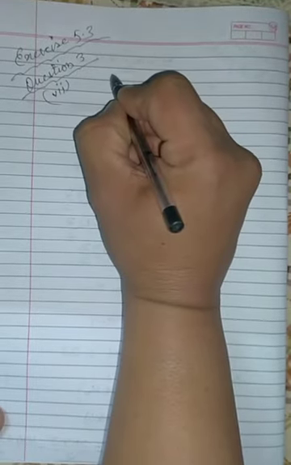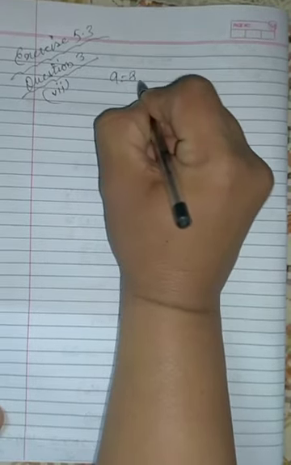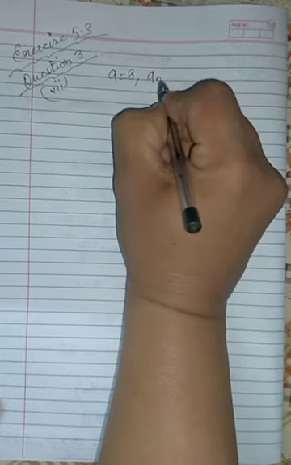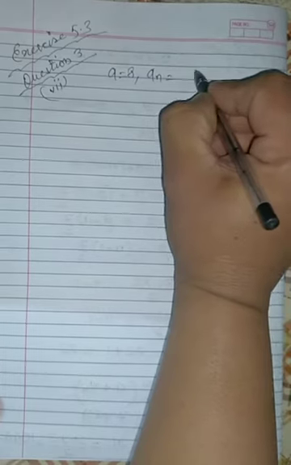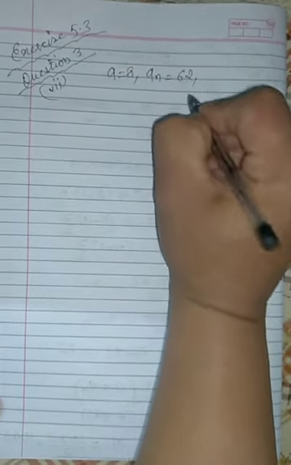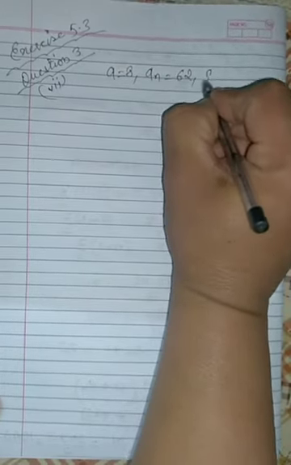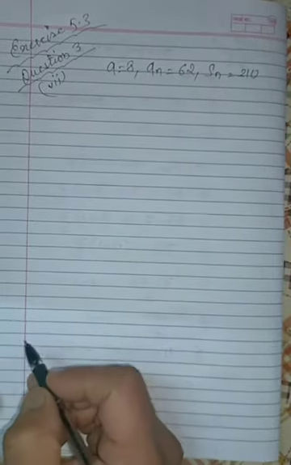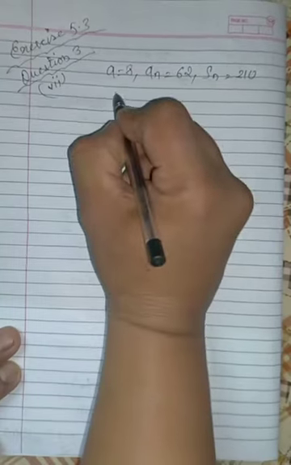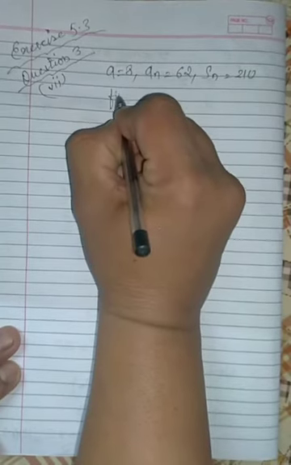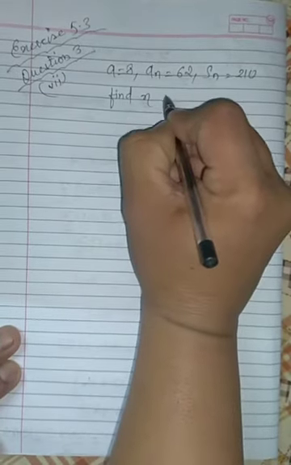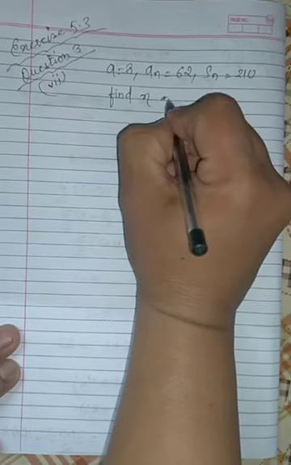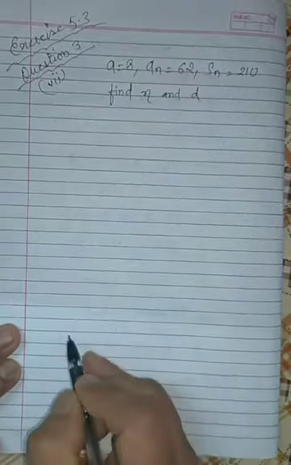a is equal to 8, an is equal to 62, Sn is equal to 210, and we have to find the value of n and d. This we have to find out.